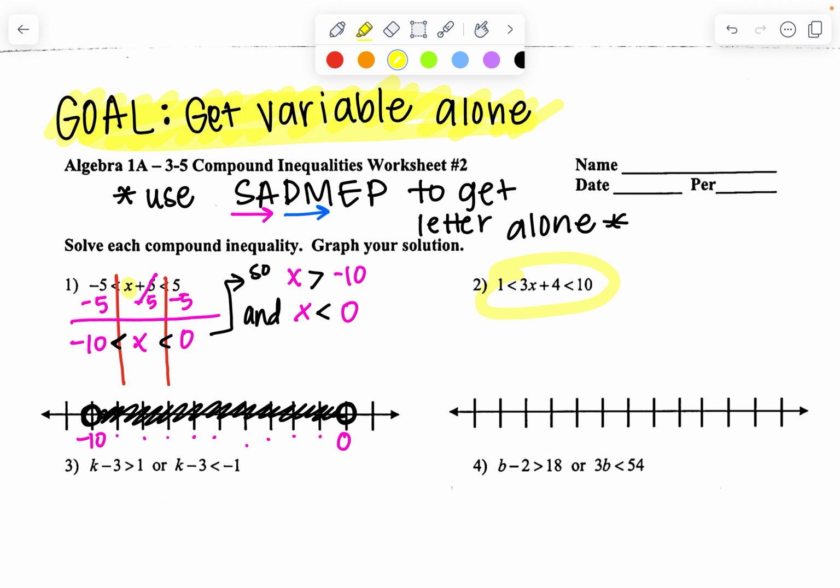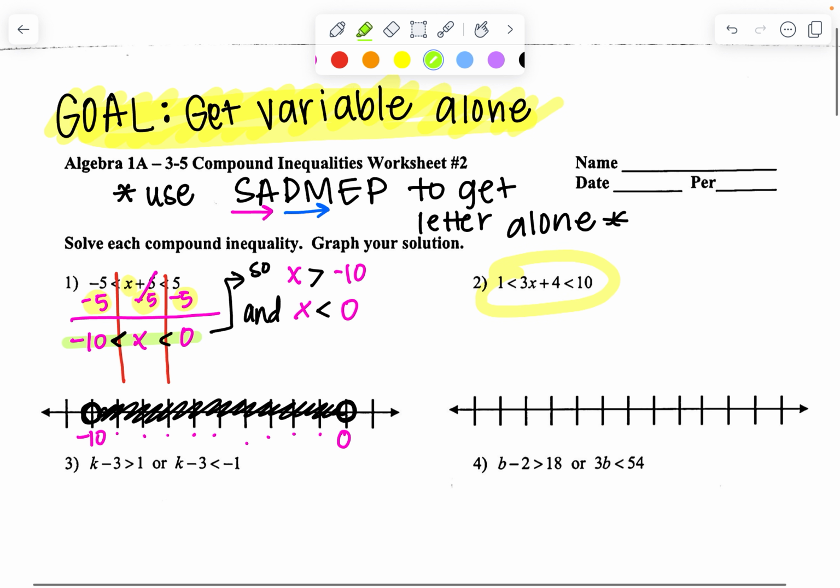So in our first problem, we had -5 is less than x plus 5 is less than 5. As you can see, our goal to get the variable alone, we took away 5 on both sides. Whatever we did in the middle to get x alone, we did on the left and the right. So instead of whatever you do on one side, you do to the other, it's like whatever you do in the middle, you do everywhere on all of the sides. And when we simplified that, we ended up getting the statement -10 is less than x is less than 0.